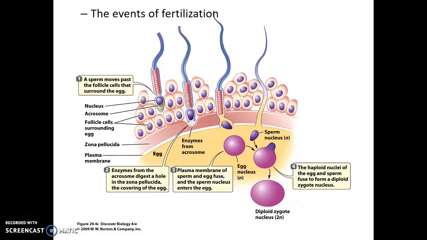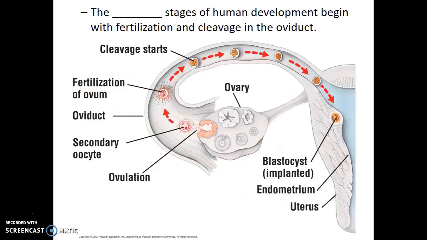In fact, as soon as that first sperm cell comes in contact with the plasma membrane of the egg, it actually sends an electrical impulse around the surrounding of the egg, preventing any other sperm cells from fertilizing that egg. At this point, the sperm nucleus and the egg nucleus can fuse together to form a diploid zygote nucleus. This fertilization occurs within the oviduct, and the early stages of human development begin with fertilization and cleavage in the oviduct.